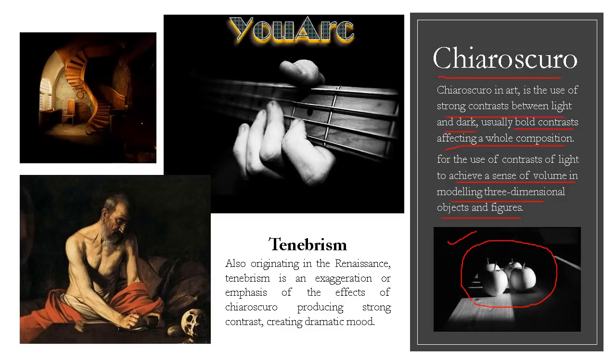So we'll talk about tenebrism. It is also very similar to chiaroscuro, but it is an exaggeration or emphasis of chiaroscuro, producing a strong contrast and creating a dramatic mood. See all these examples of chiaroscuro and tenebrism, we can see the dark and light effect, which is the light and shadow effect. This effect is created by chiaroscuro or tenebrism.